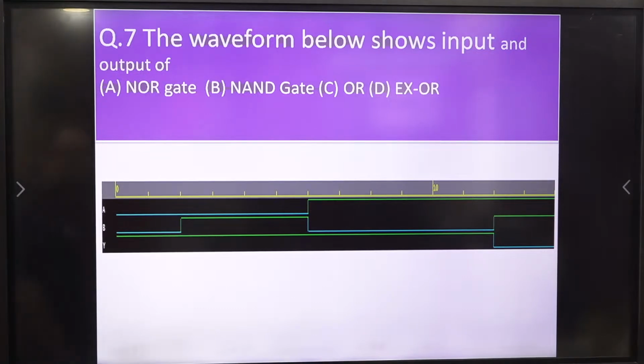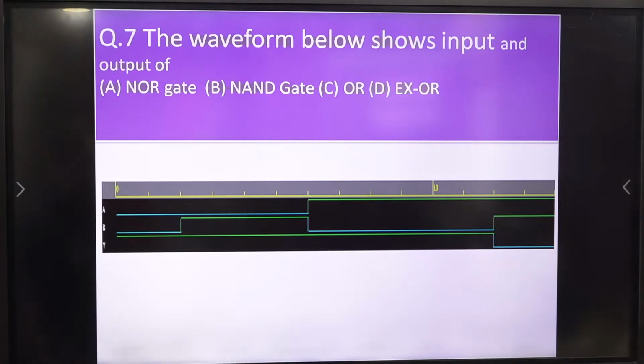Which logic gate are you getting here? A, B are inputs, Y is the output. Everyone present should write their answer, what answer you are getting. You should be able to identify the logic gate by looking at the waveform. Explain it, sir. Okay, no problem.